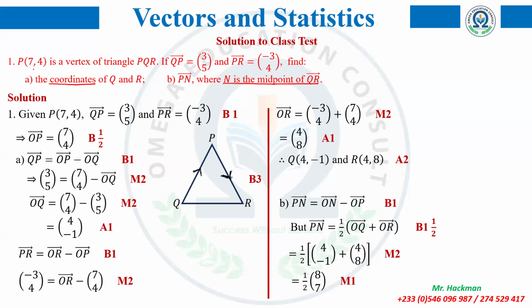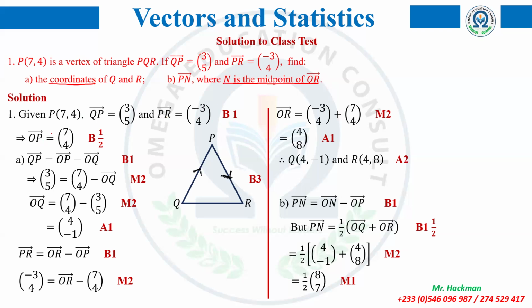After reading the question, the first thing that you write is "Solution", followed by the question number. Questions are numbered because we equally want you to number your solution. I've told you, anytime a question is given, try and extract the information given that will help you give the solution. So with the point and the two vectors given, we can extract. If you do that, that will be B1.